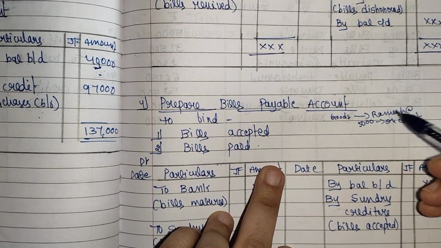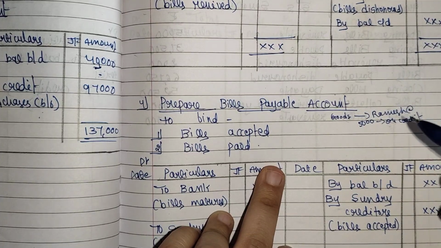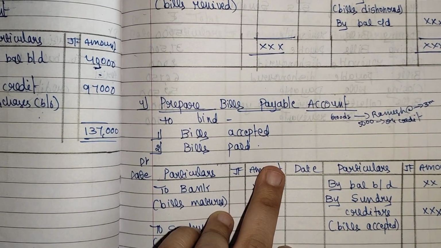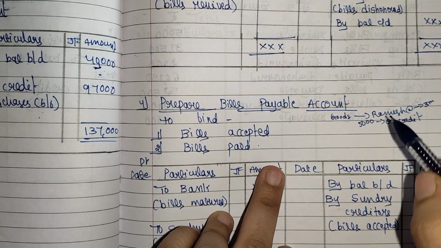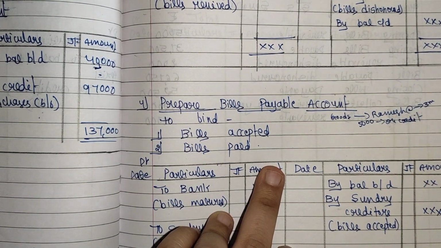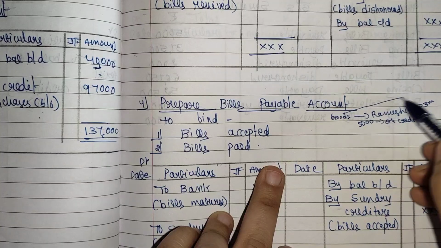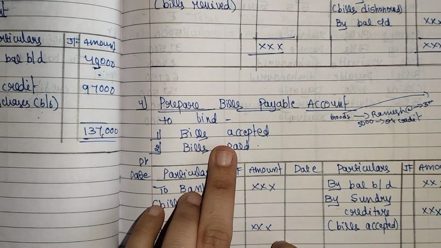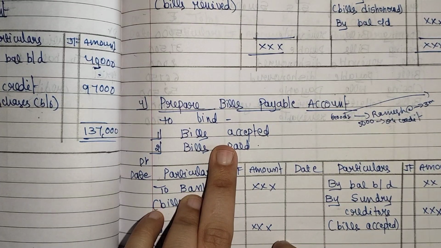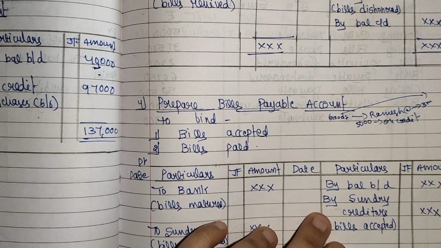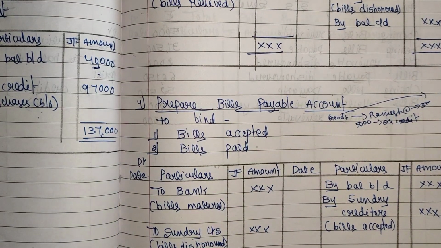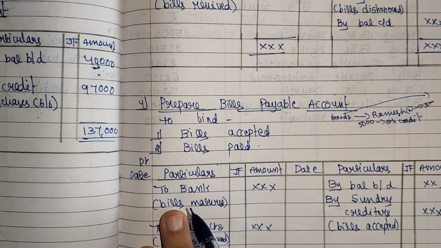Ramesh asks you to sign a bill for payment after 3 months. You sign the bill. So this is called bills accepted. That comes under the credit side of the bills payable account. You have to write it down as by sundry creditors. Clear?